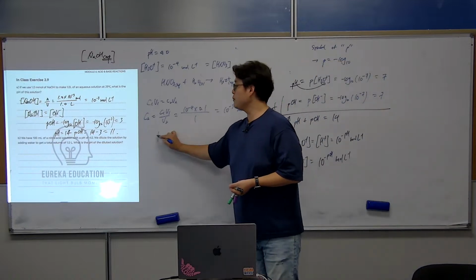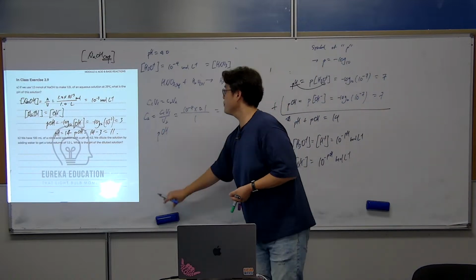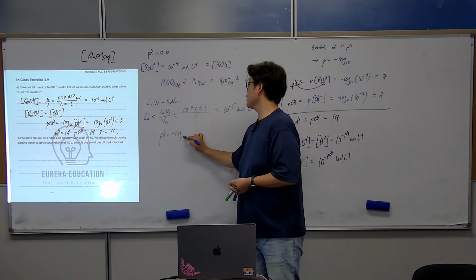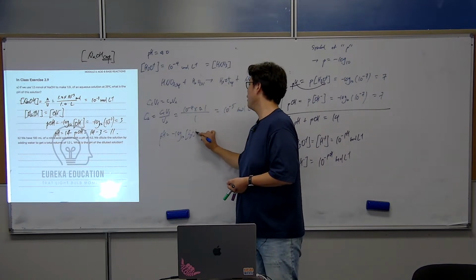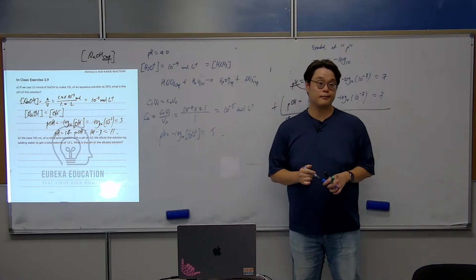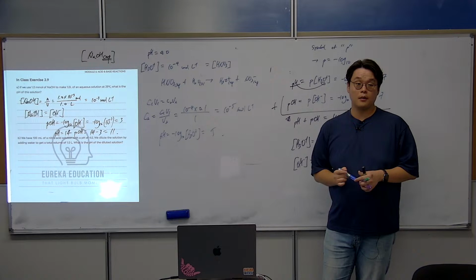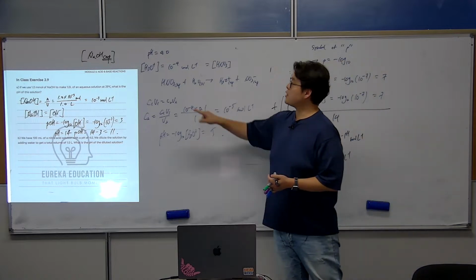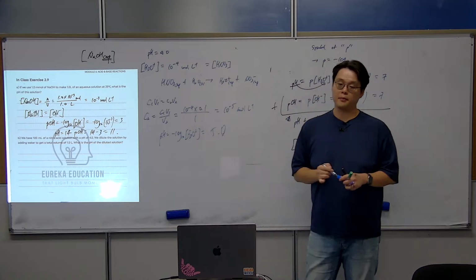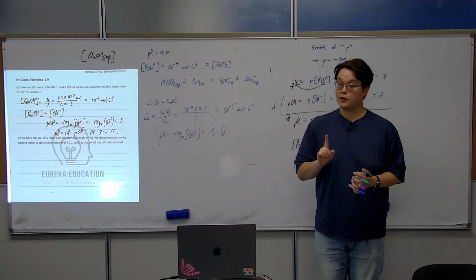Then pH, which is minus log 10 of the given amount, will be simply 5. That's it. So what you see there is that from pH 4, it has now increased to pH 5. Oh, sorry, to 5.0. Oh, I forgot to tell you.